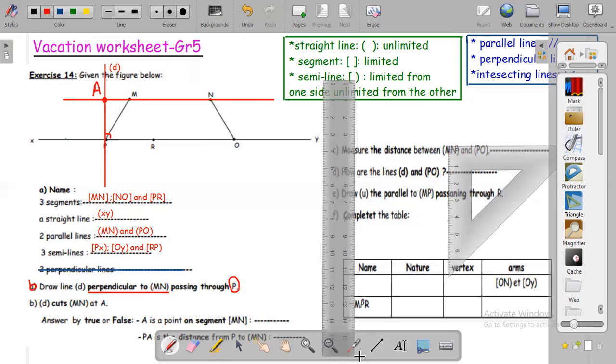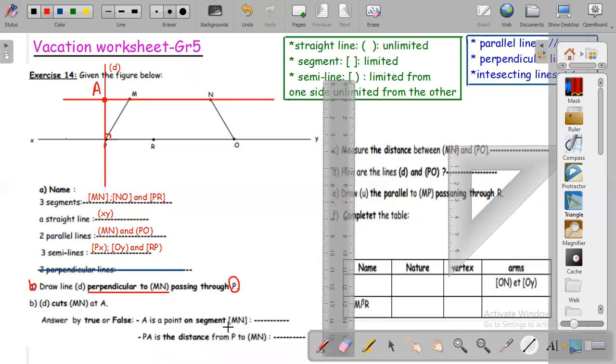Now, answer by true or false. A is a point on the segment MN. Segment means it is limited from M to N only. So now let's move our finger on the segment MN and we see if we pass through the point A. From M to N, move your finger. We don't pass through the point A, so it is false.